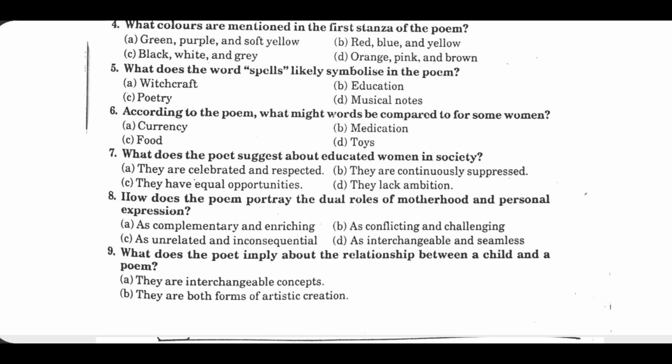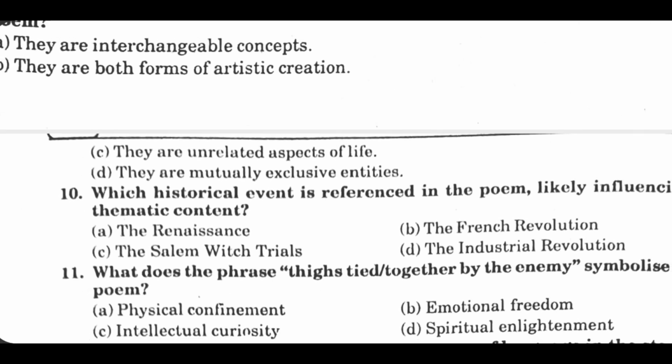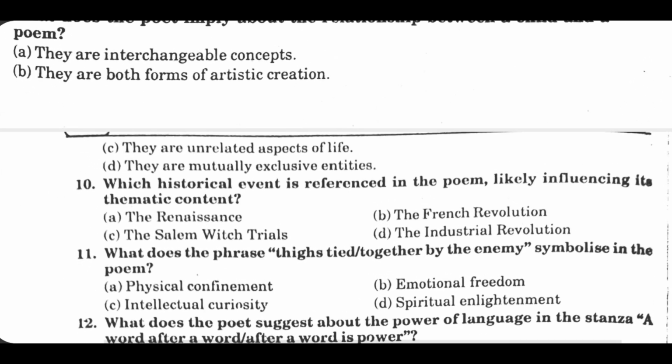What does the poet imply about the relationship between a child and a poem? The answer is they are mutually exclusive entities. D. Which historical event is referenced in the poem likely influence its thematic content? It is the Salem witch trials. C.